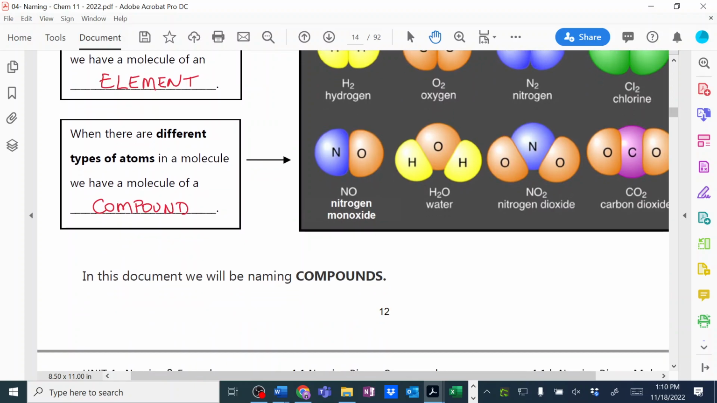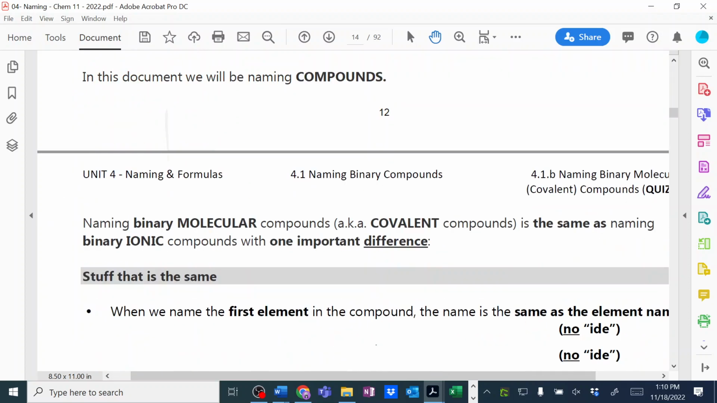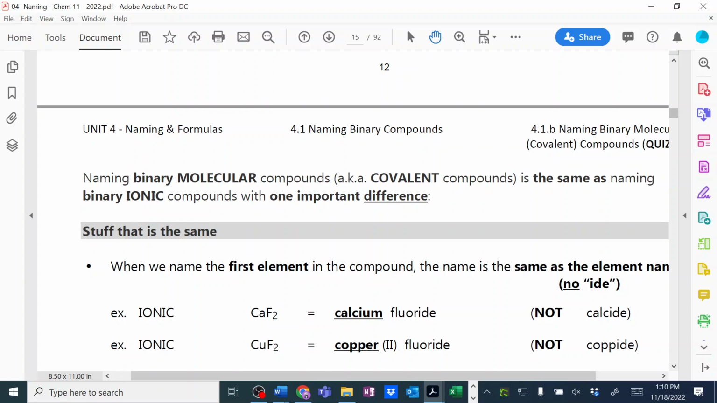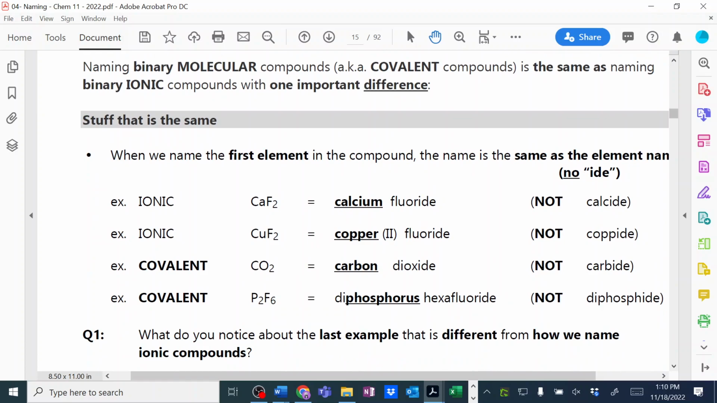In this document, we're just going to be naming compounds because we all know how to name elements. You just look it up and write the name, right? Easy peasy. Okay. It's very similar to writing ionic compounds in that the first word, you don't change the name. The second word, you do change the name. What do you change the name to? Ide. Okay? So for ionic compounds, we would have calcium fluoride, copper 2 fluoride.